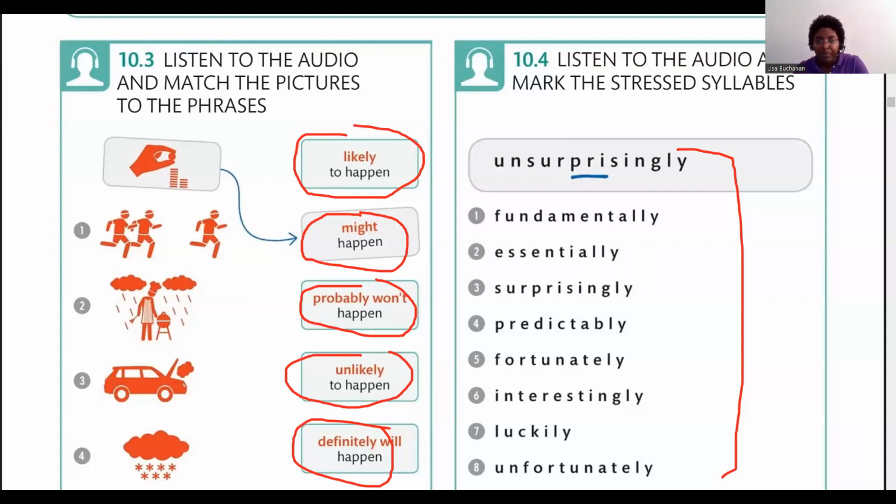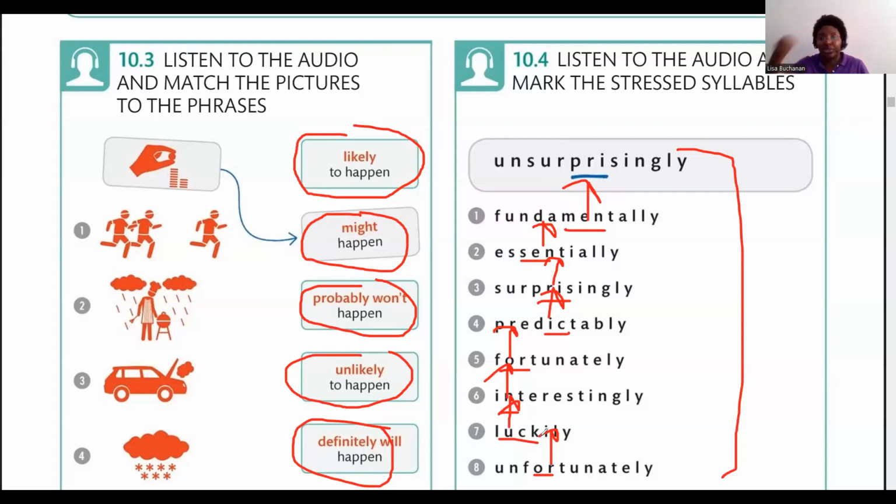So let's look at the first one, fundamentally. So we're going up on the MEN. Fundamentally. Essentially. Surprisingly. Predictable. Fortunately, so that's on the first syllable. Fortunately, we go up. Interestingly, up on the first. Luckily, up on the first. Unfortunately, up on the second. Unfortunately. So practice saying them.